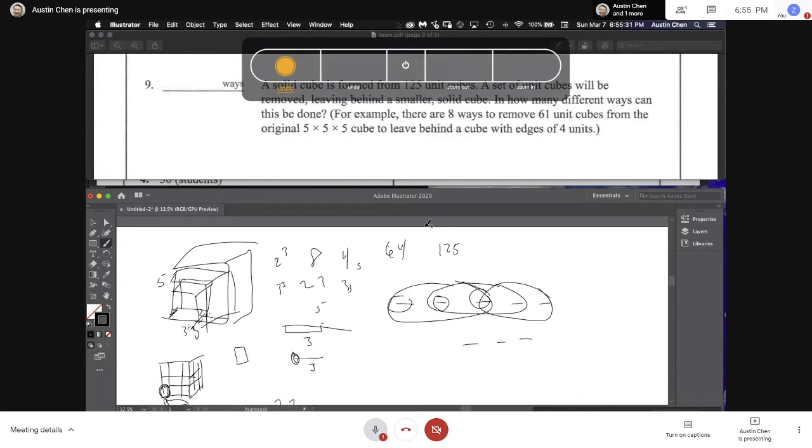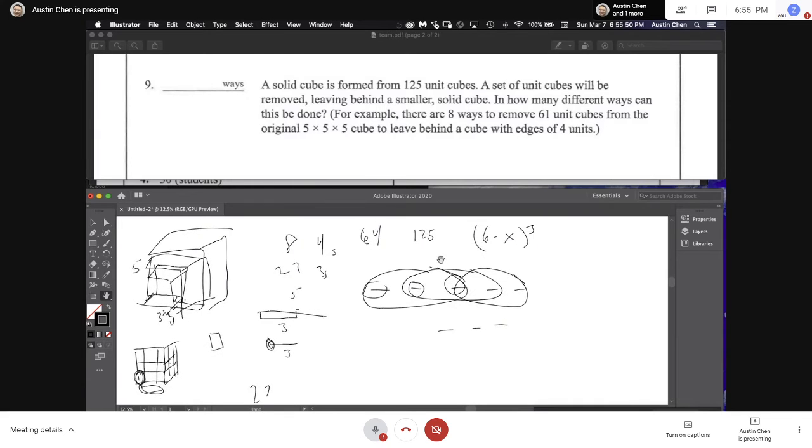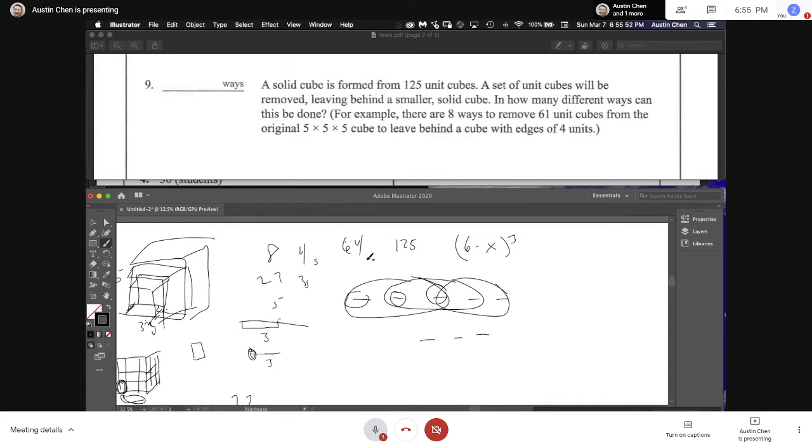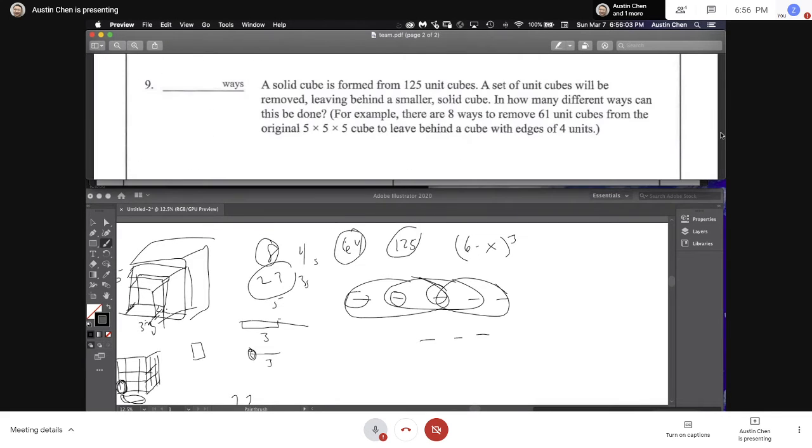So for all of these, whatever length of cube that we're looking at, if that is x, then the number of cubes of that size we can put in our 5 by 5 by 5 is going to be (6 minus x) cubed. Okay, so now we just add all of these together. It's going to be 8, 27, 64, 125, and you get 224, and that is our answer.